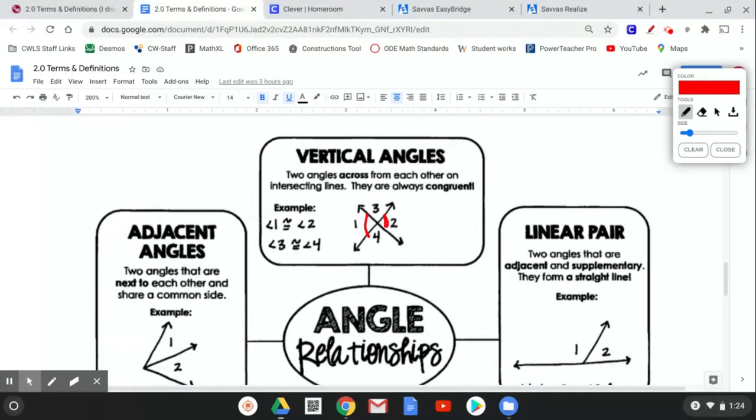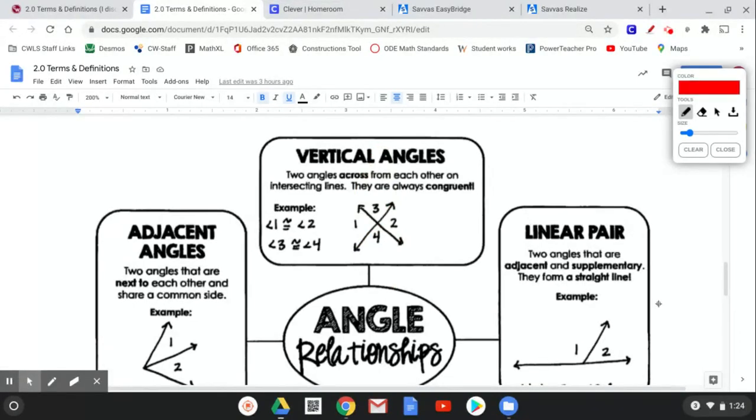How I think about this is, some people say it's like kissing fish. If you extend the lines like this, it's like these two fish are kissing, and that's where we get those vertical angles from. There's also angle 3 and 4. They're congruent. Again, if I extend it out, I have these kissing fish. And they're going to be congruent angles.